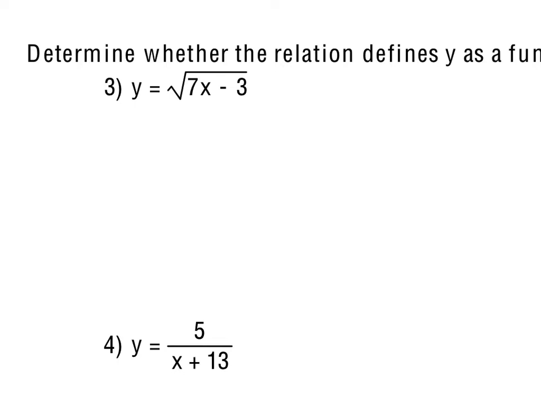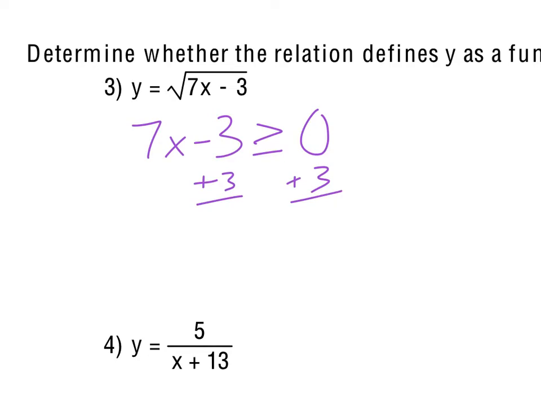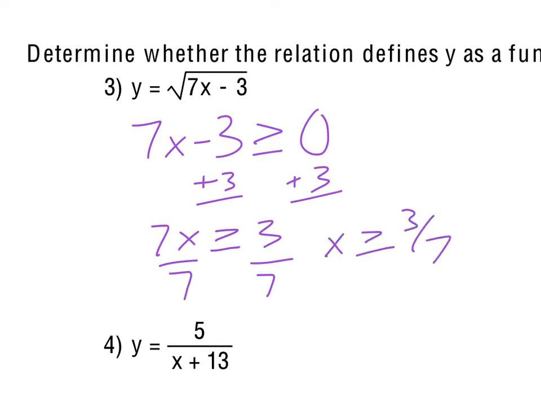Because the 7x minus 3 is in the square root, we cannot square root any negative values. So 7x minus 3 has to be greater than or equal to 0. And I should actually say that we cannot square root a negative value and get a real number answer. So we just solve this inequality. We'll add 3 to both sides. We get 7x is greater than or equal to 3, divide both sides by 7, and we find x is greater than or equal to 3/7.